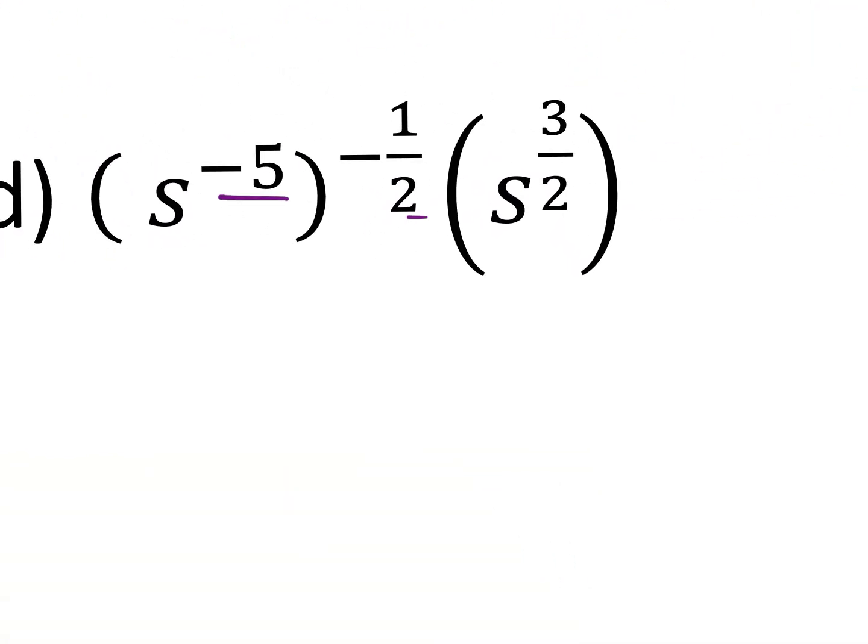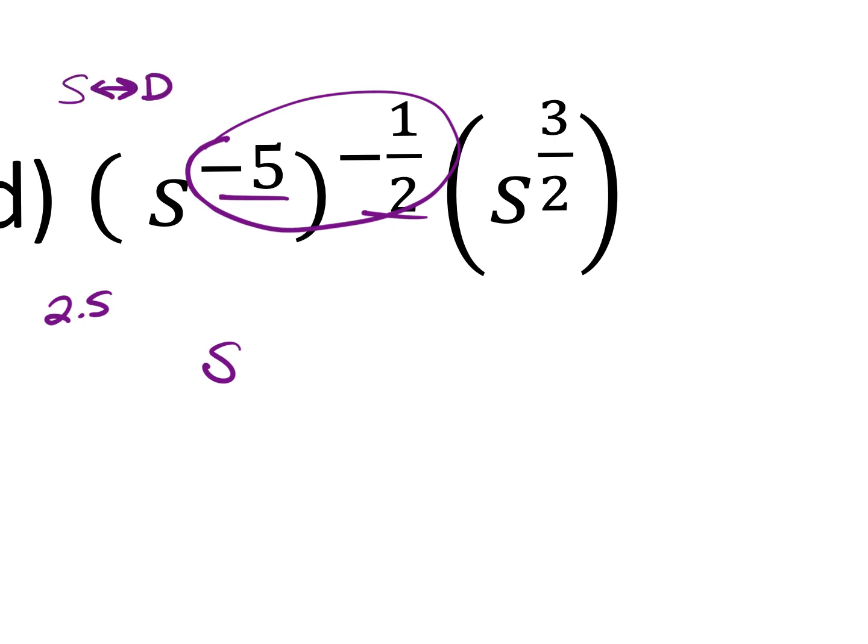This is a power to a power, so we multiply. S to the negative 5 times a negative a half is a positive 5 halves. Now, if you plug into your calculator negative 5 times negative 1/2, it's going to tell you 2.5. There is a button on your calculator that will turn it back into a fraction for you. Did you know that? No. It'll turn it back into a fraction if you don't know how to make that a fraction yourself.